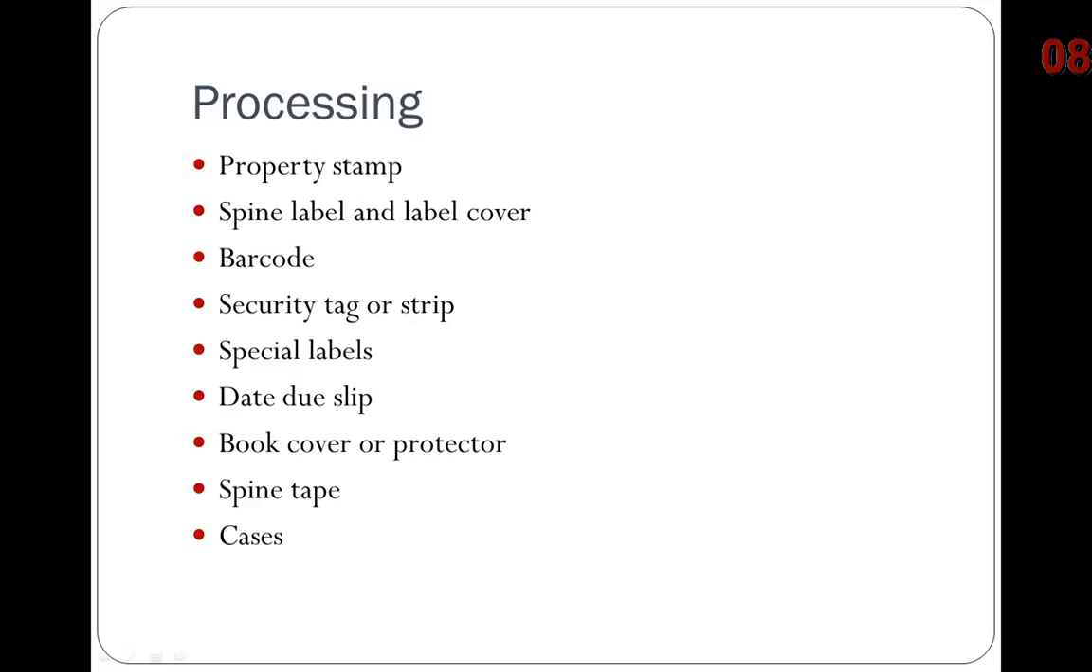You might also want to add special labels to the spine in order to identify award winners, reading levels, genre, or any other characteristics of the resource. Library systems now have the ability to print out a list of titles checked out along with the dates they're due. So it really is only essential to include a date due slip or label if you don't have the ability to print out a slip for the patron.